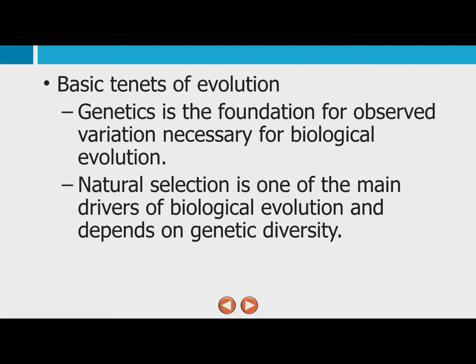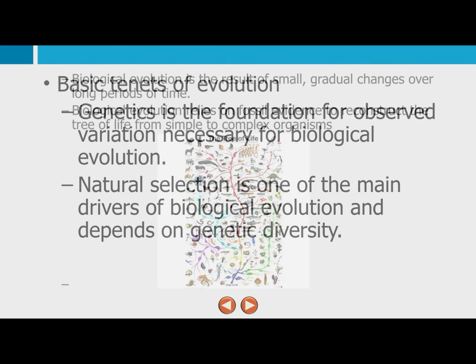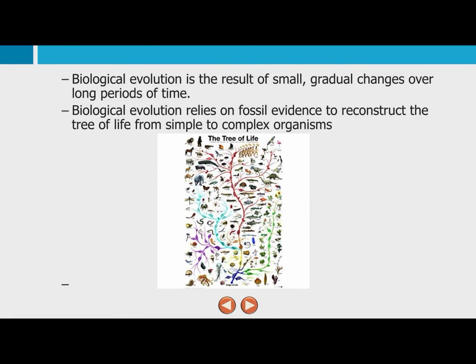Next, you see that natural selection is one of the main drivers of biological evolution and depends on genetic diversity. Natural selection is what causes changes in a species, and these changes are dependent upon genetic diversity. Genetic diversity, as we talked about yesterday, is simply the amount of change that is possible based upon the genes found within a species. And so that is a very important thing for you to remember as we continue our discussion here.